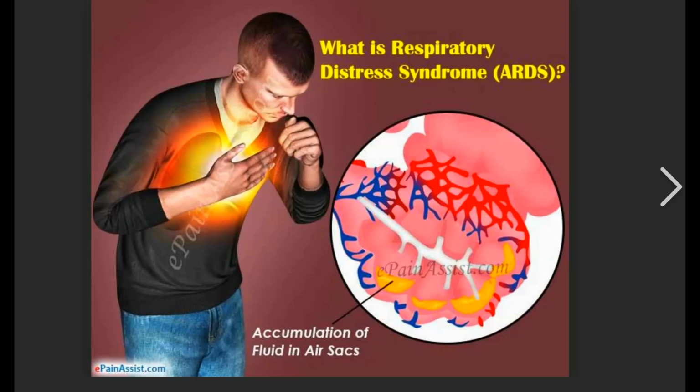What is ARDS? It is Acute Respiratory Distress Syndrome. What happens in ARDS? It's a respiratory failure. It's due to damage to the alveolar capillary membrane that leads to accumulation of fluid in the alveoli. In this picture, you can see an alveolar sac. It is covered by the alveolar capillary membrane, and when there is damage to the alveolar capillary membrane, protein-rich fluid accumulates in the alveoli. That leads to respiratory failure, that is ARDS.